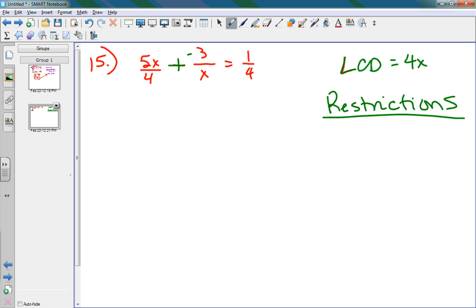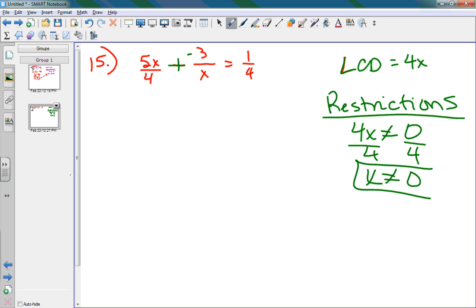Okay, so now I'm going to take my LCD, which is 4x, and that cannot equal 0, correct? So now what? Divide by 4. So now my restriction is x cannot be 0. What does this mean? What can x be? Anything but 0, because if it is 0, when I plug it into the denominator, it gives me a value of 0, and can we divide by 0?